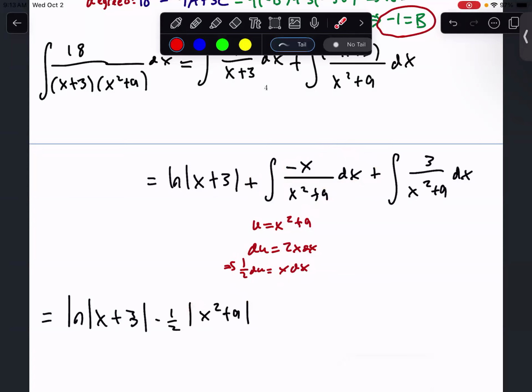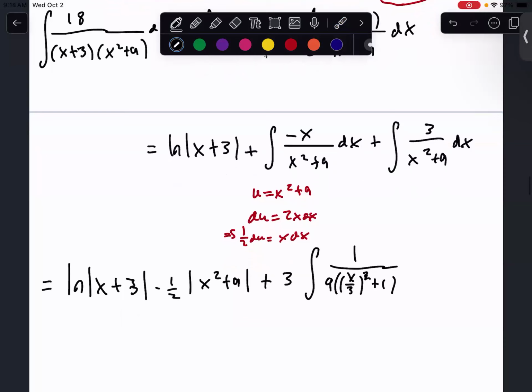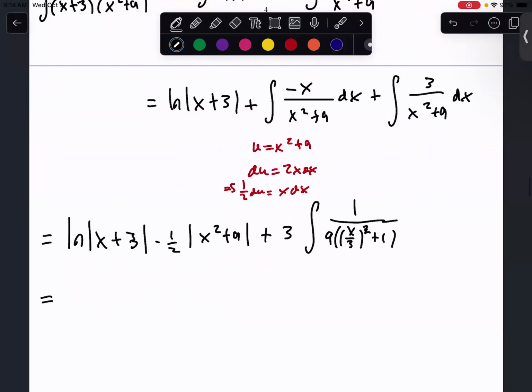And then this other one is actually one of those arctangent integrals from the beginning of the semester, right? You have something that kind of looks like 1 over x squared plus 1. So you have to rewrite this. So this is really plus 3 times the integral of 1 over 9 times (x over 3) squared plus 1, like this. This is stuff we did in the beginning of the semester. I probably won't ask you something like this on the exam, but it shows up every now and then.